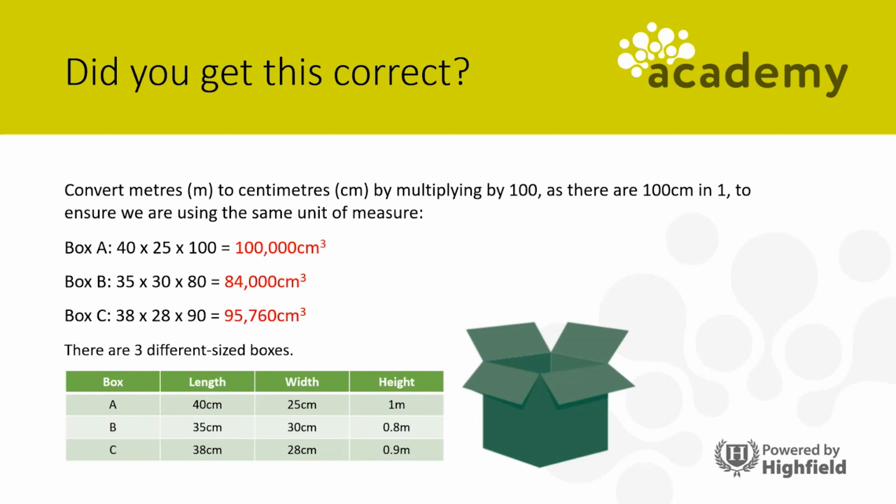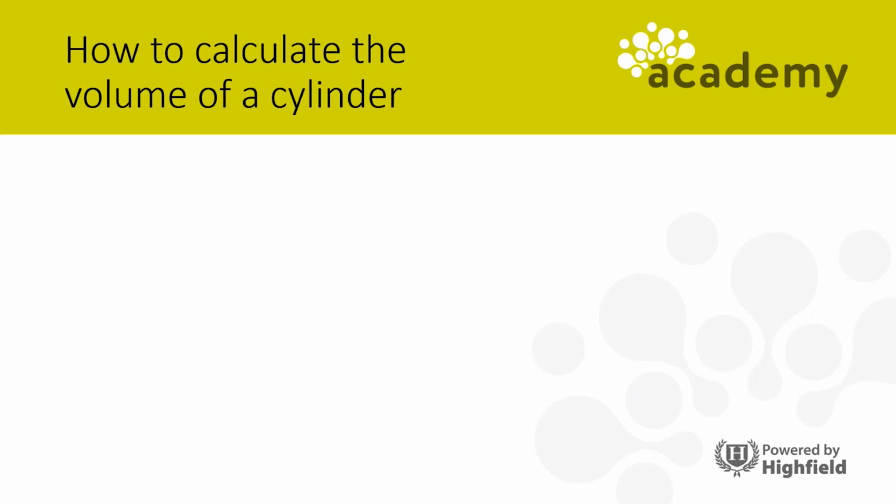First of all, we need to convert meters into centimeters by multiplying by 100, as there are 100 centimeters in 1 meter. This is to ensure you're using the same unit of measure. So box A is 40 times 25 times 100, which is 100,000 centimeters cubed. Box B is 35 times 30 times 80, which is 84,000 centimeters cubed. Box C is 38 times 28 times 90, which is 95,760 centimeters cubed.